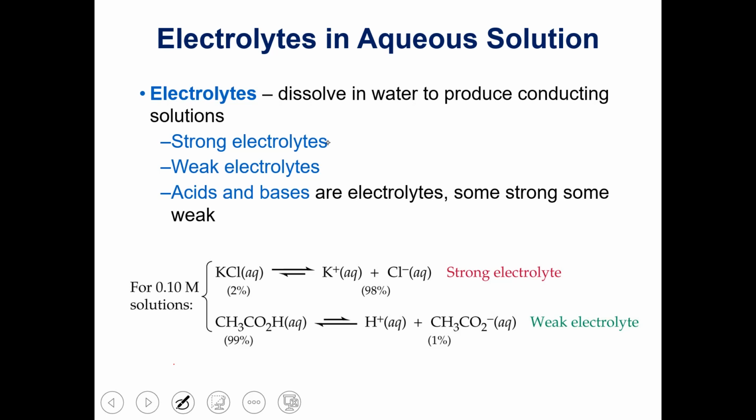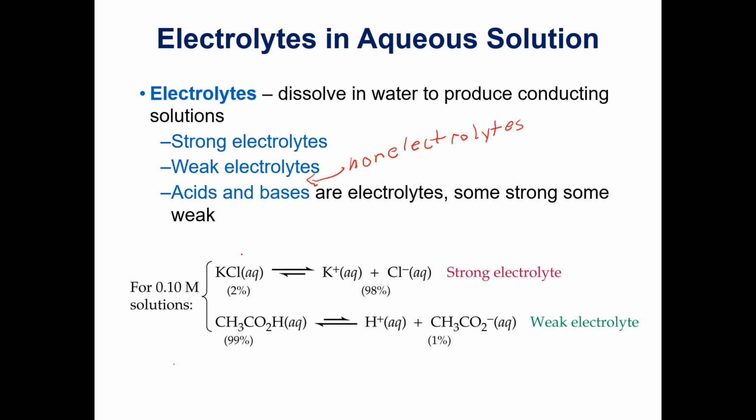And we can break electrolytes down into strong electrolytes, weak electrolytes, and another category called non-electrolytes, which means that they don't conduct at all. So acids and bases are also electrolytes, and we're going to talk about what distinguishes a strong electrolyte from a weak electrolyte. If we look down at the bottom here, we've got a couple of examples.